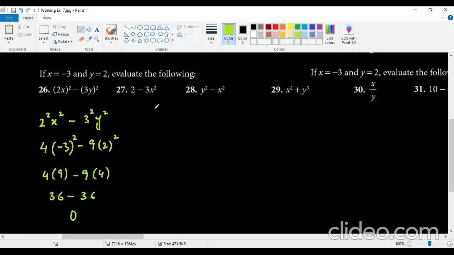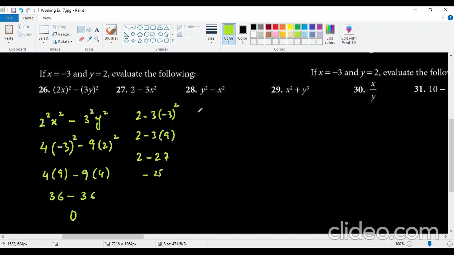Now comes question number 27. In here, 2 is subtracted from 3 times the value of x square. x square is a negative 3 square. It gives you 2 minus 3, and minus 3 times minus 3 is going to give you a positive 9. So 2 minus 3 times 9 is 27. So it's going to be negative 25 as an answer.